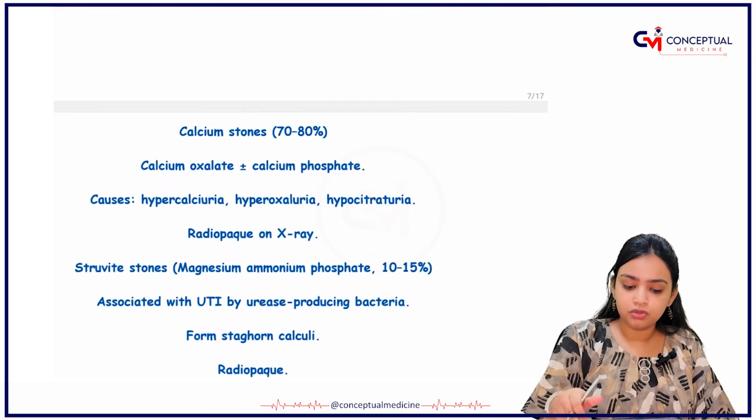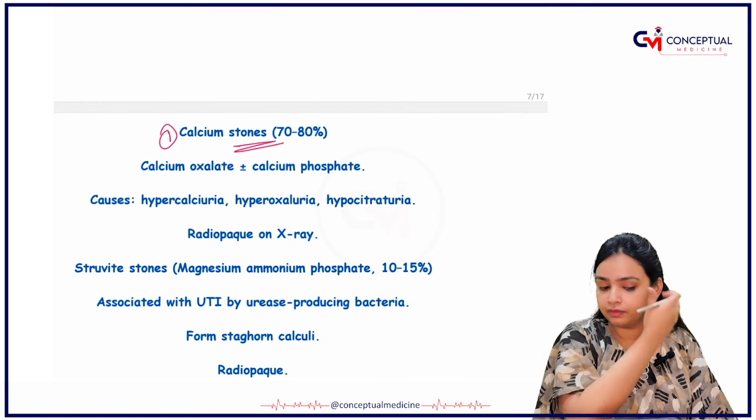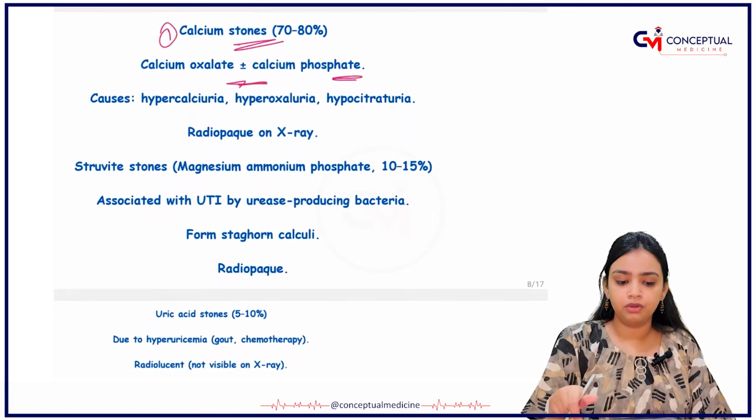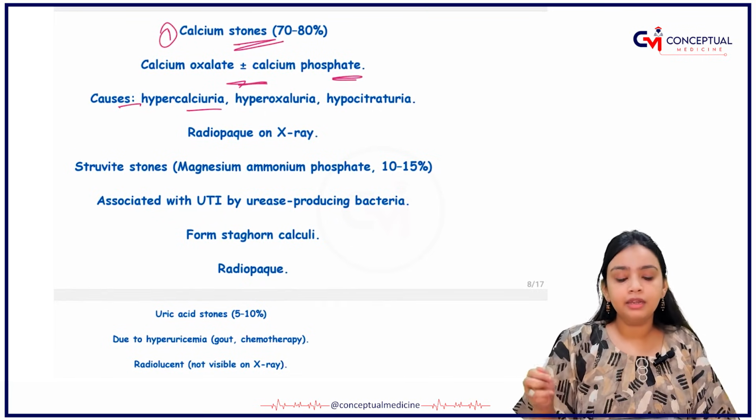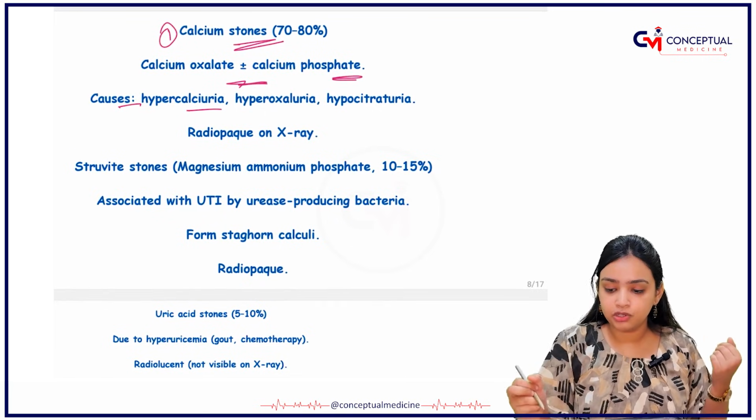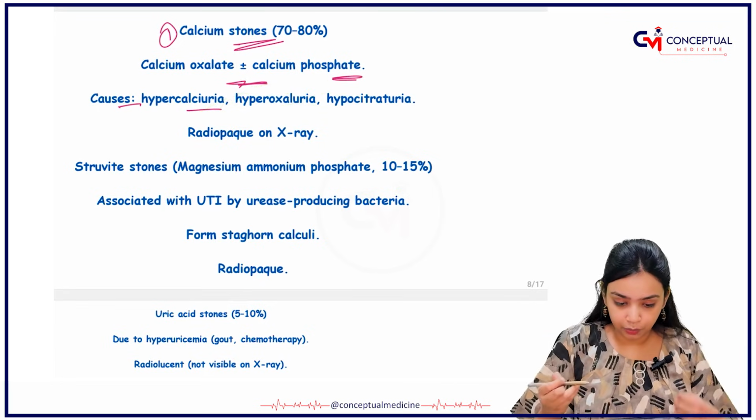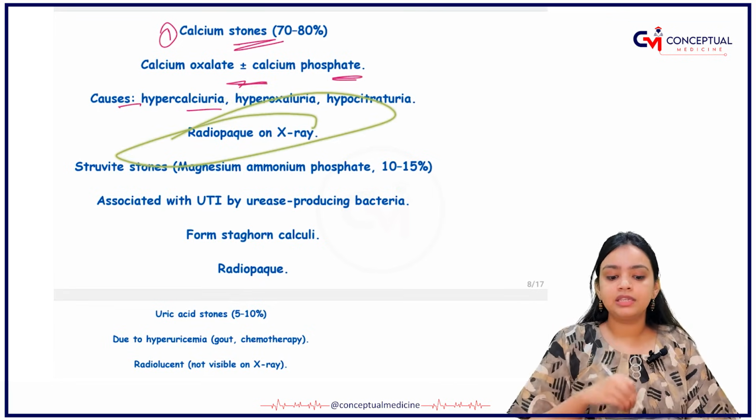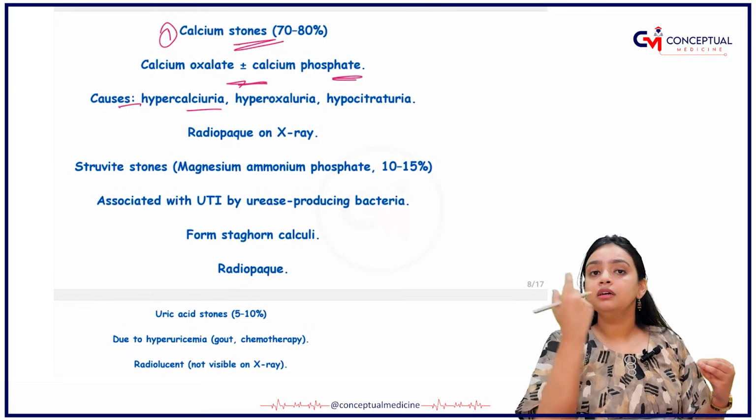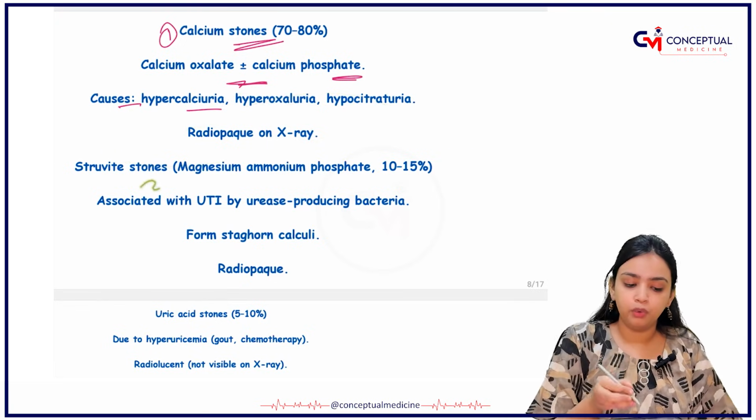What are the types of stones? First one you have is the calcium stones. You have the calcium oxalate and calcium phosphate. They cause the hypercalciuria. There will be increased level of calcium. In the X-ray, you will be able to appreciate that the stones will appear radio opaque.